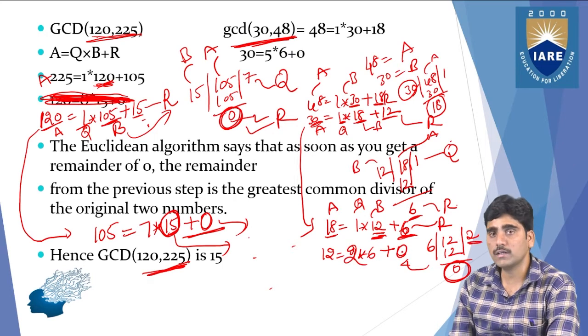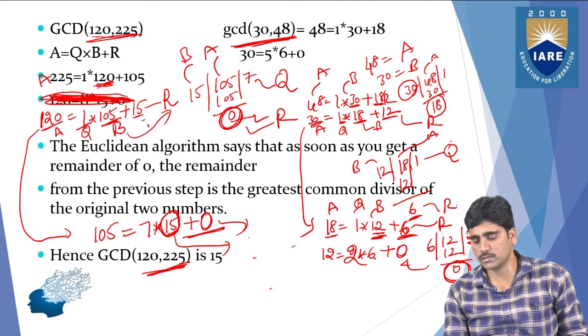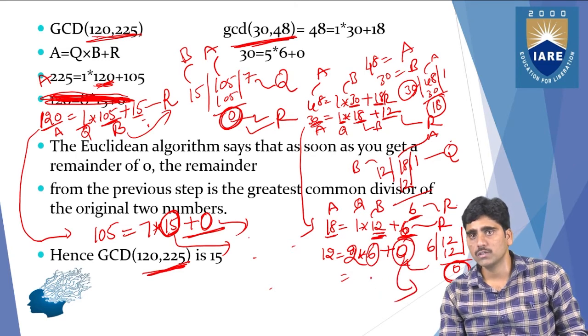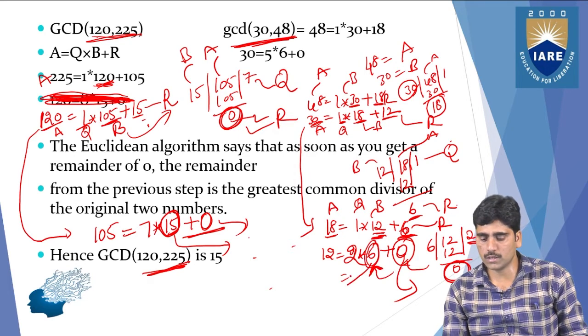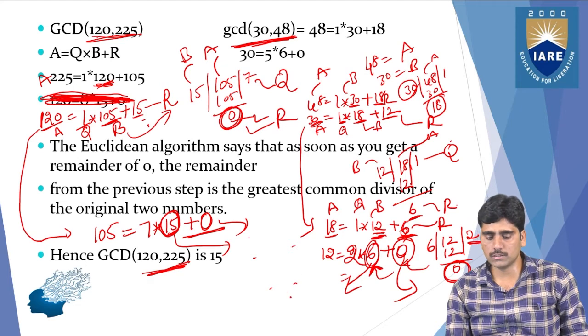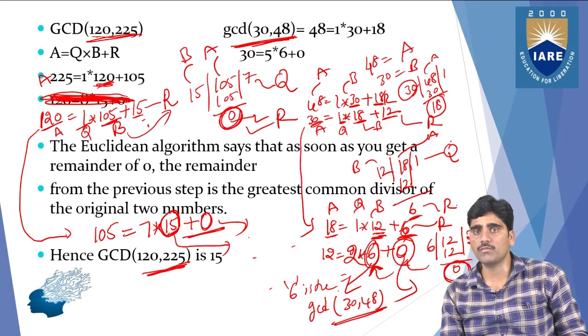2 is the quotient, right? So you need to write it as 2 into 6 plus 0. So total, 12 into 6 plus 0. Here the remainder gets 0. The last sequence before the 0 remainder is the greatest common divisor. So 6 is the greatest common divisor, GCD of 30, 48.